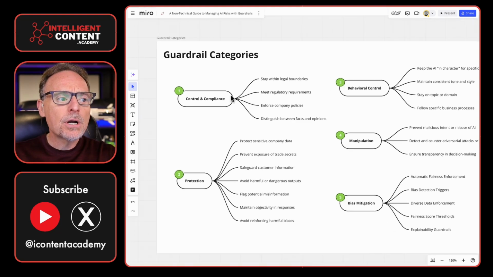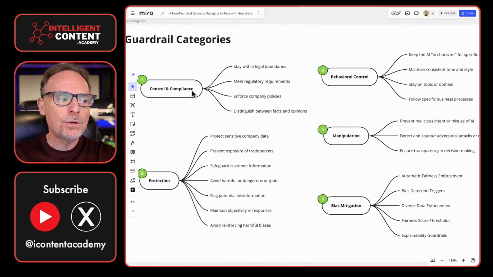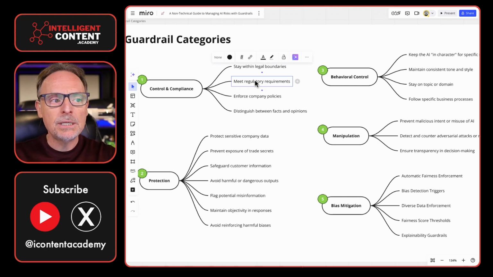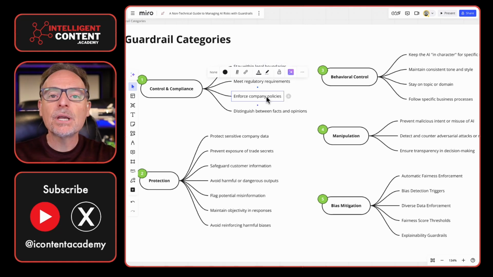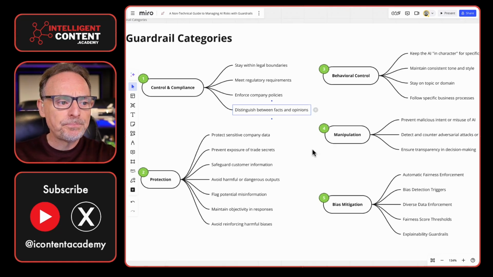There are guardrails for control and compliance. There are guardrails for protection, for behavioral control, for manipulation, and bias mitigation. So let's start with control and compliance. With those, you have guardrails that will help you stay within your legal boundaries. Maybe it'll help you meet regulatory requirements. It'll help in the enforcement of your company policies. And it'll help in distinguishing between facts and opinions, which is very, very important.